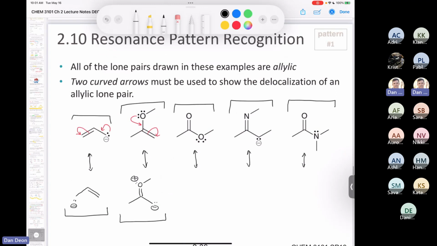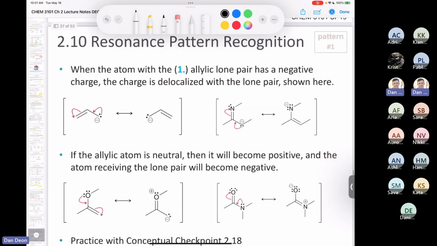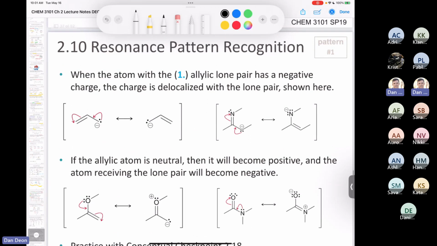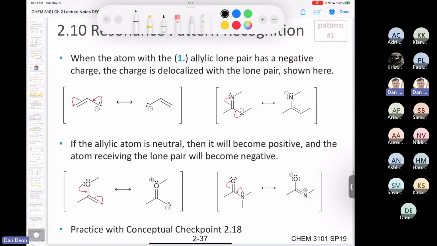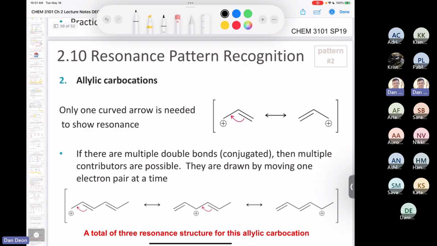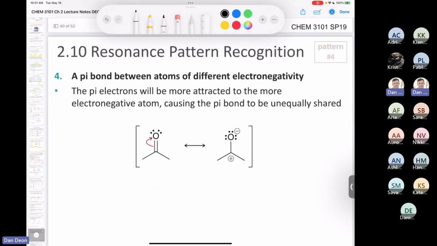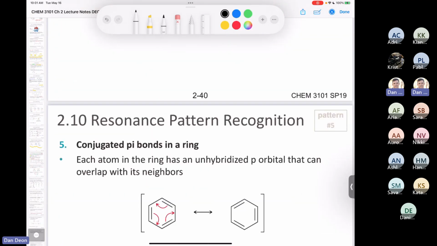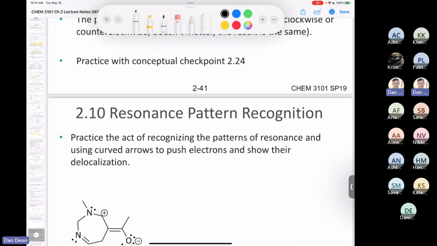So what we'll do now is take a short break, and I'll give you a chance to draw the resonance contributors for each one of these. And then we're going to get into more details on resonance pattern recognition. So we're going to talk more about allylic lone pairs, allylic carbocations, lone pairs adjacent to carbocations, pi bonds between 2 atoms of differing electronegativity, and then we'll get into more detail on conjugated pi bonds in a ring.